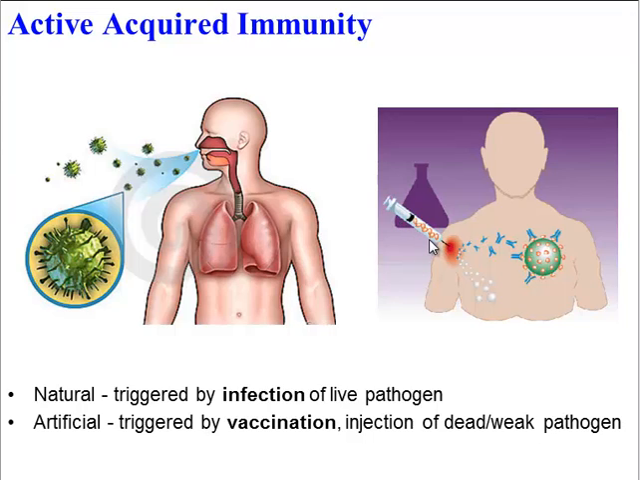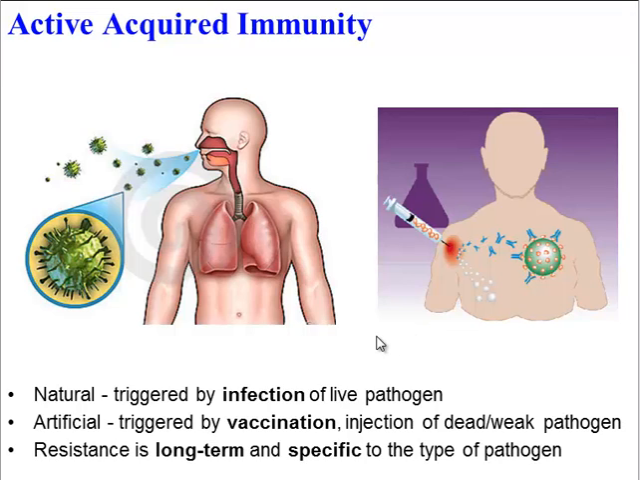When you receive a vaccination, what you're really getting is an injection of dead or weakened pathogens. And again, when your body is exposed to those pathogens, it has to work to build a defense against it. But the benefit is the same. Your body gains resistance in the long term to that specific type of pathogen.